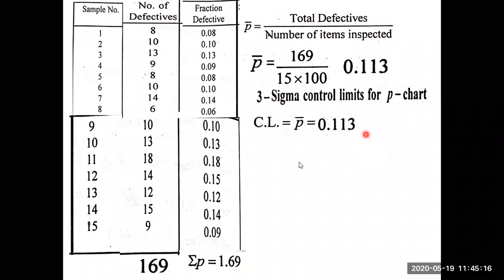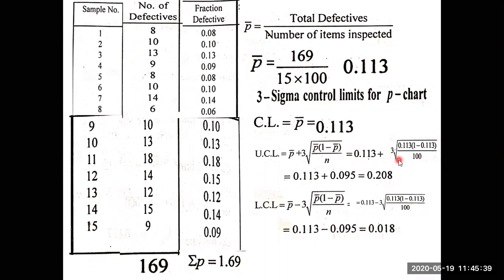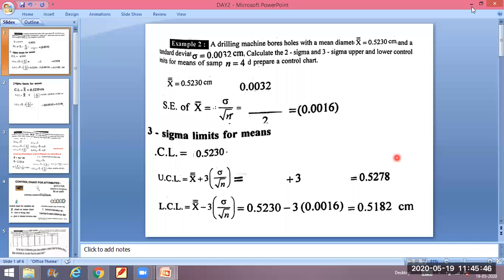Upper control line is p bar plus 3 into the square root of p bar into 1 minus p bar by n. All the values, p bar you already know. What is the n value? Not the number of samples; each sample has how many items? Each sample has 100 items. Therefore substitute in this one, and you will get the upper control line and lower control line. Similarly, how we drew the chart for the mean chart, the same model you have to do for this one also. This is about the p chart.